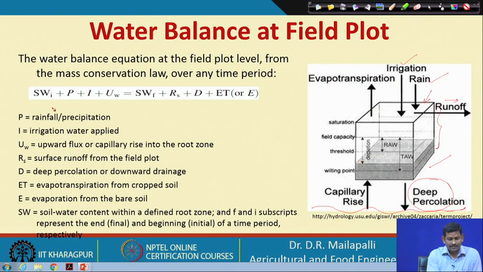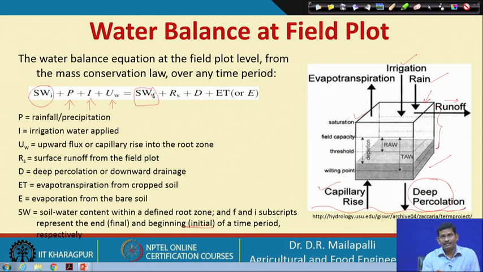This is the equation. The whole water balance can be written like this. SW is the soil water, and I indicates the beginning. So, soil water in the beginning plus precipitation plus irrigation plus UW, which is capillary rise. These are all contributing water to this element.